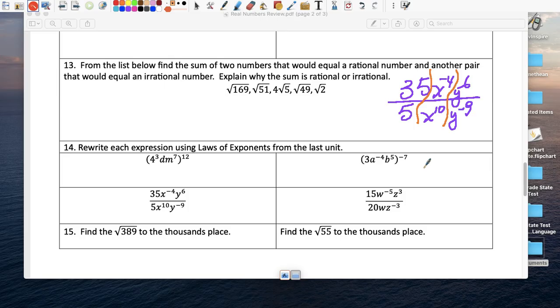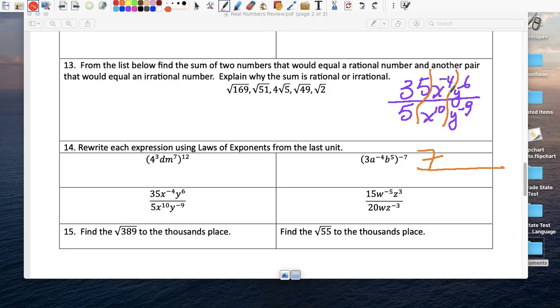35 over 5, let me write a fraction, is 7. Not 1 over 7, so don't write the 7 in the denominator because that's not where it belongs. Okay? It's 7. And if it's just 7, it goes in the numerator. So that's it. 35 over 5 is 7. If it was 5 over 35, then you would put that 7 at the bottom, right? Because it's 1 over 7. But this is not the case, so make sure you put the 7 in the numerator.